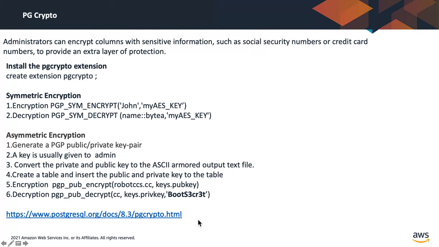And this is a link where you can get more information about pgcrypto, what the different functionalities are that can be used, like the hash function and random number generator, right? And the different algorithms that can be used for hashing and encryption.